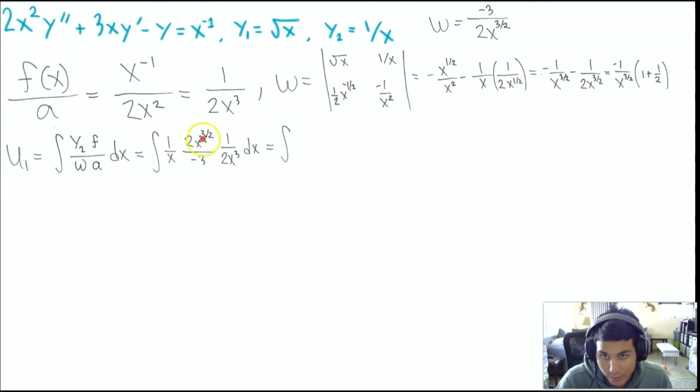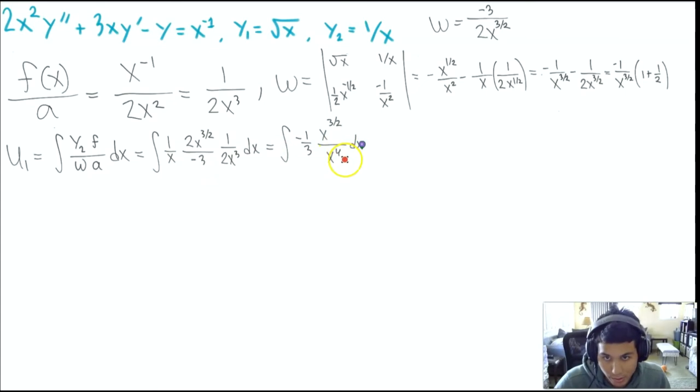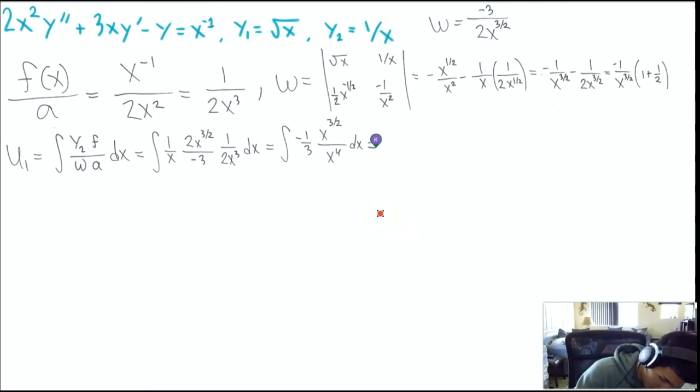What do we got here? Well, this is x^(3/2), and down here would be x to the 4. So let's write this as negative 1 over 3, x^(3/2) over x to the power 4 dx. And by the way, the 2's can go away, as you see. And now we have to ask the question, what's 3/2 minus 4? That's 3 minus 8 divided by 2.